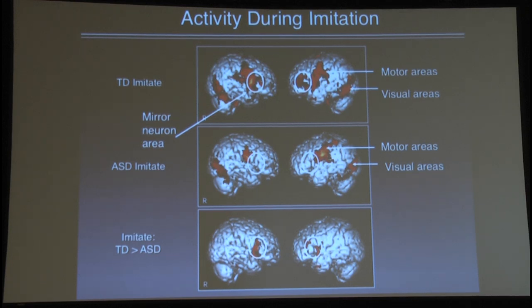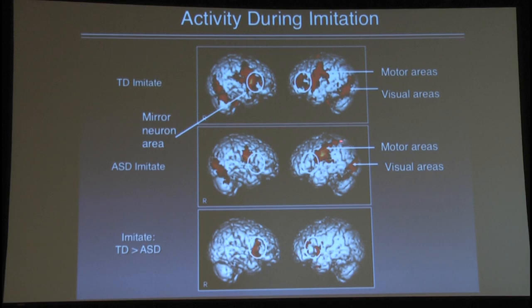So when you're imitating somebody's facial expression, you're moving your face, so obviously your motor areas are going to be lit up, right? So typically developing kids have activity in the visual cortex, activity in these motor areas, and they have this additional activity in the frontal lobe. And this particular part of the frontal lobe is the inferior frontal gyrus on the right side. It's a mirror neuron area. On the left side, it is not quite as much. It's also a language area.